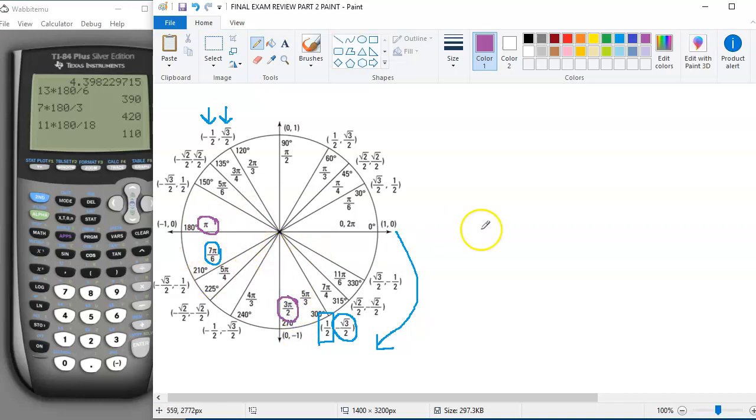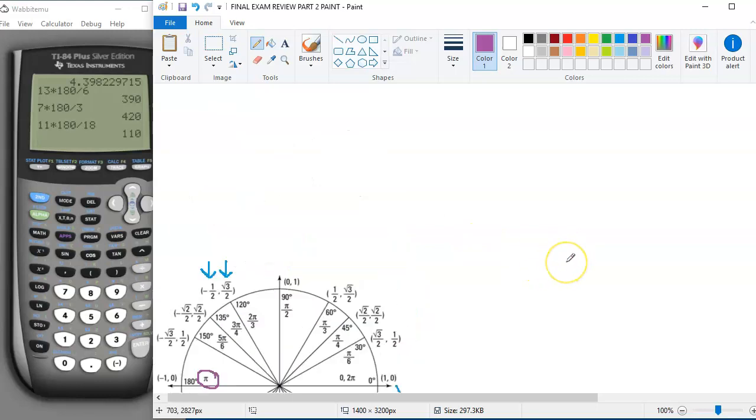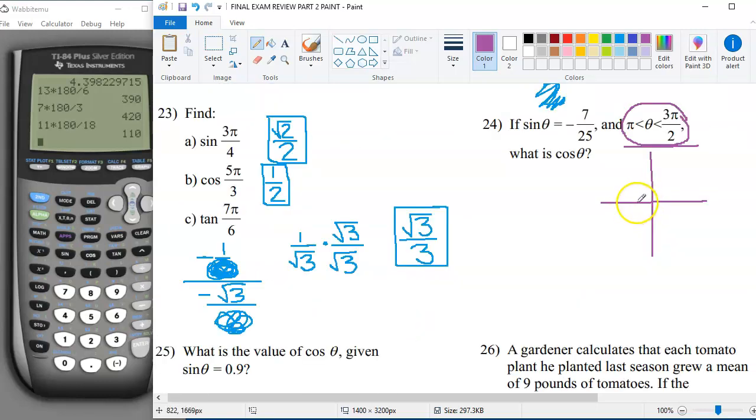So when I am sketching out the triangle that I'm about to sketch, I am going to put the negative 7 here, and I'm going to put the 25 here. Because again, sine is opposite over hypotenuse, and I know from this that it has to be in quadrant 3.